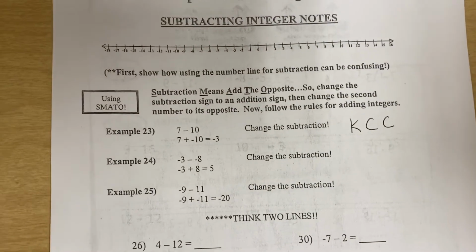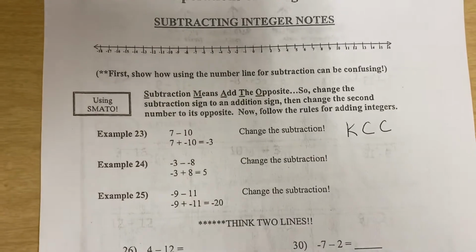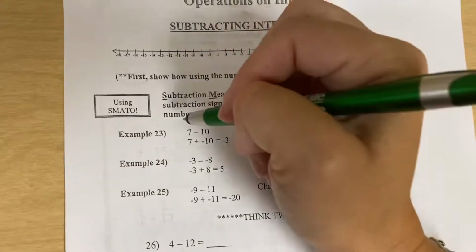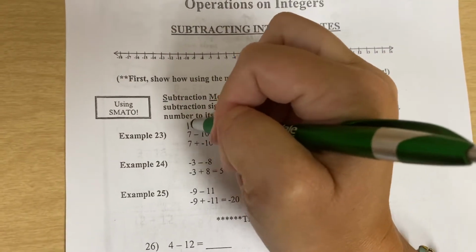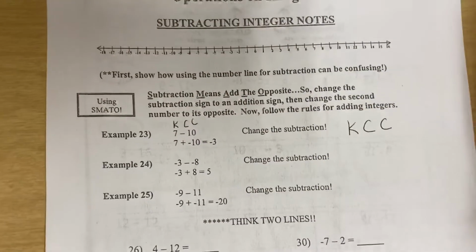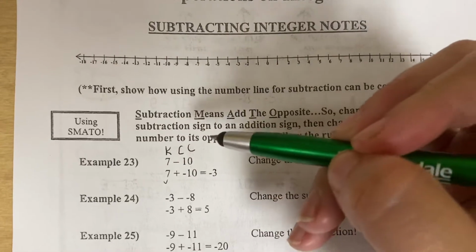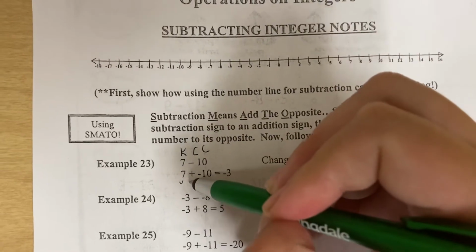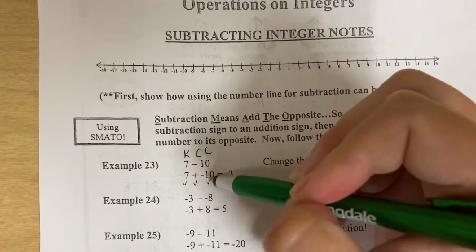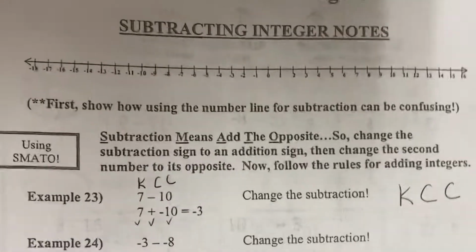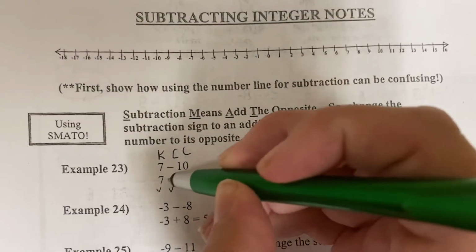Let's look at the examples they did before you go on to do the do now. The original problem was 7 minus 10. I do keep, change, change. Let's see if they did it correctly. They kept the 7, which is good. They made the minus a plus, which is good, and made the positive a negative. We're going to add an extra note here. 7 plus a negative 10.